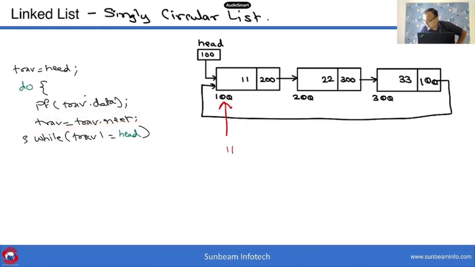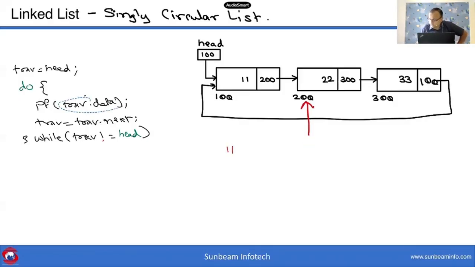Trav is equal to trav's next. Now you know well, yesterday we spent a lot of time on this. Trav's next is 200, I go to the 200. I check the condition. Oh, trav is not equal to head. I have just written this condition, and there are quite good chances that this condition may be wrong. Let it be, it makes no difference to us. So I have written some condition and obviously I want to repeat the loop once again.